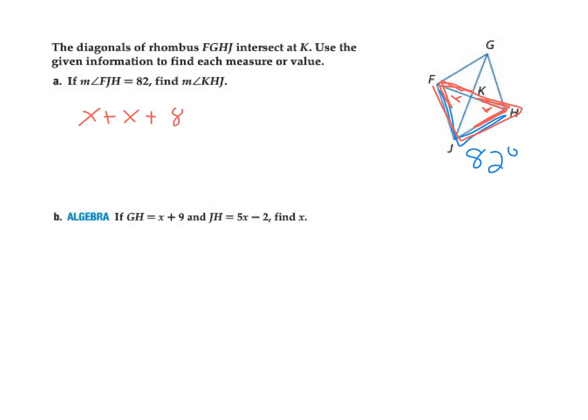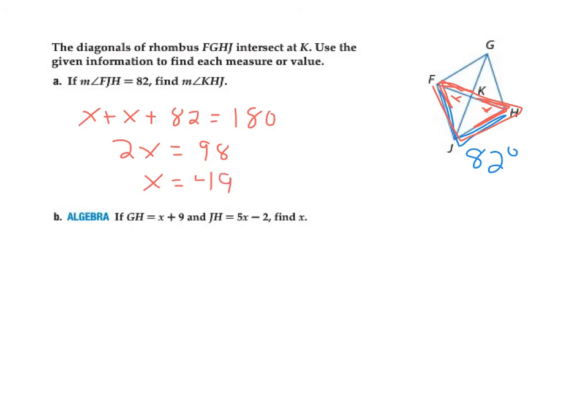So I now know that x plus 82 is equal to 180, which means now x plus x is 2x. I'm going to subtract the 82 from both sides. 2x is equal to 180 minus 82, which is 98, which means x is 49.